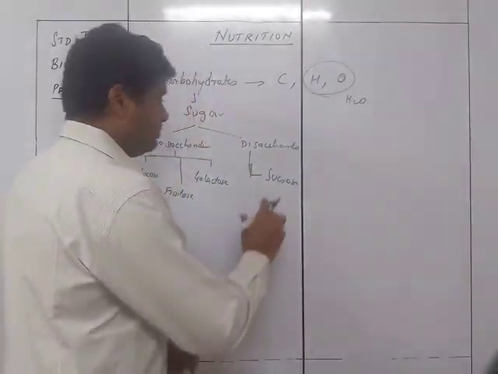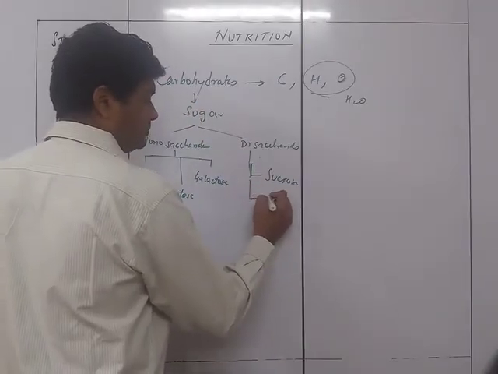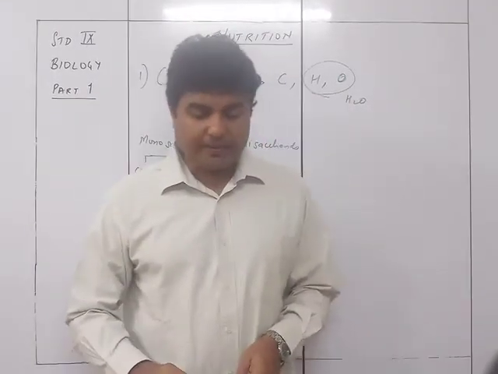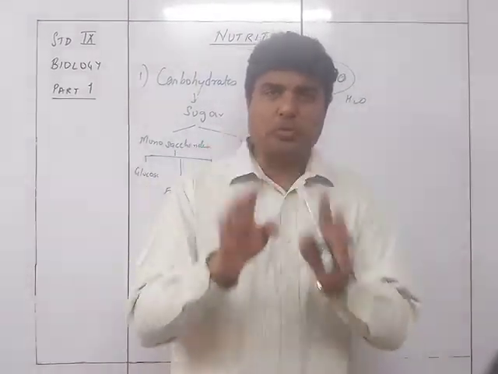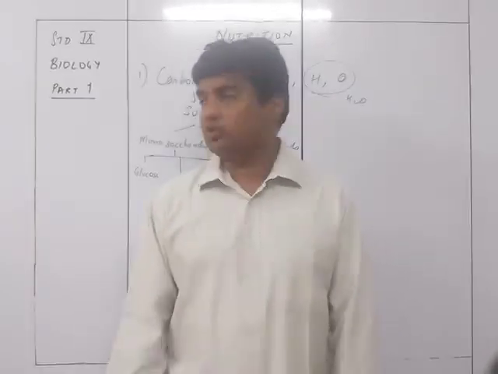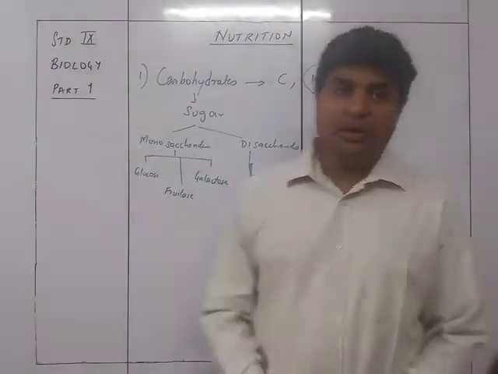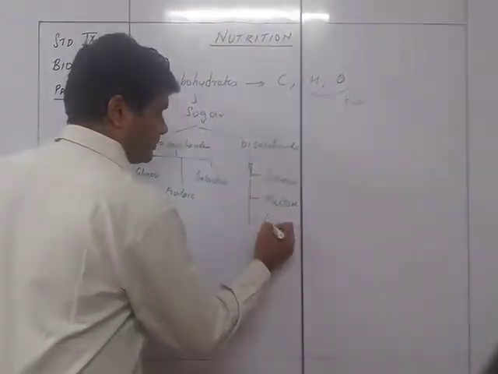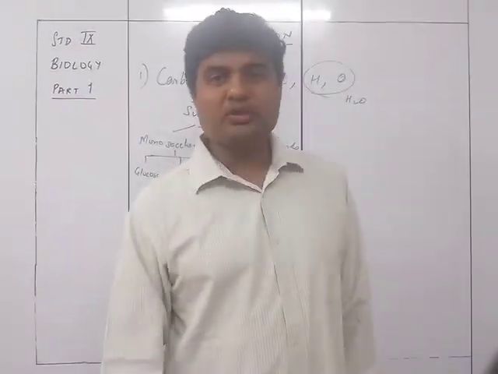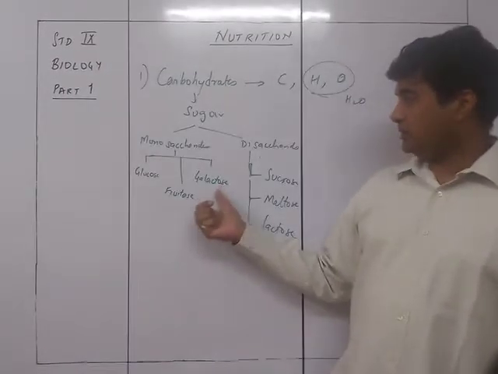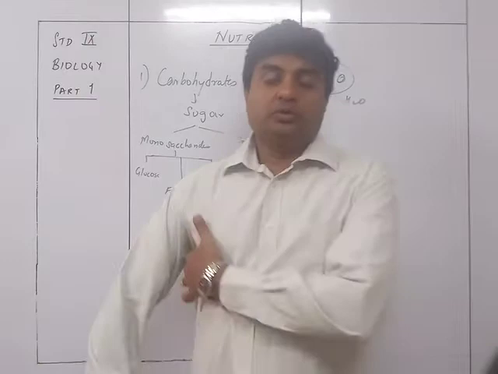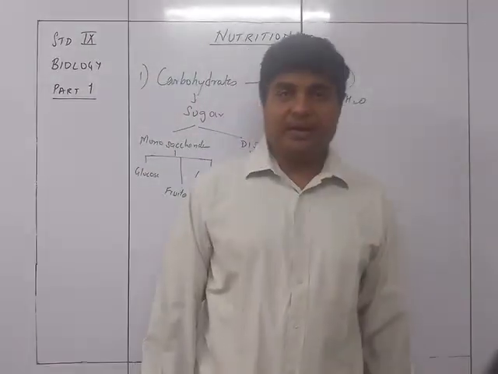The next is maltose, that is malt sugar. Malt sugar is made up of two glucose molecules. Two glucose molecules form a malt sugar. And lactose is milk sugar, which is glucose plus galactose. Glucose plus galactose gives you the double sugar, which is lactose. Okay, so these are the different kinds of sugars. That is monosaccharides: glucose, fructose, galactose. Disaccharides, double sugars: sucrose, maltose and lactose. So that was the first kind of nutrient substance.